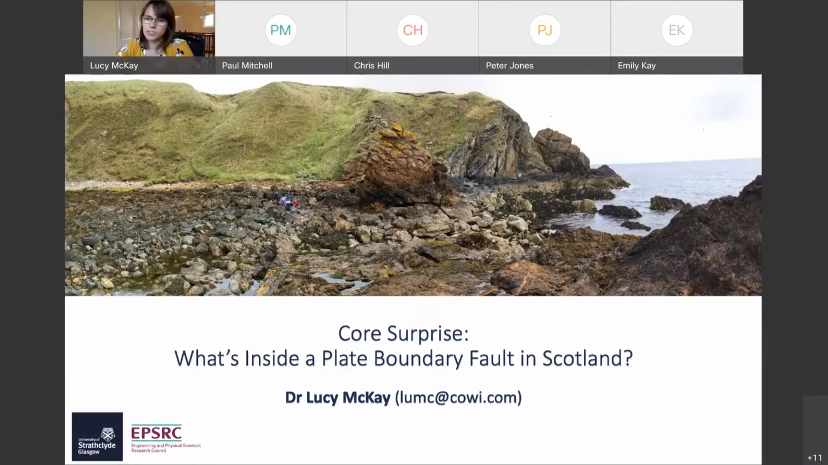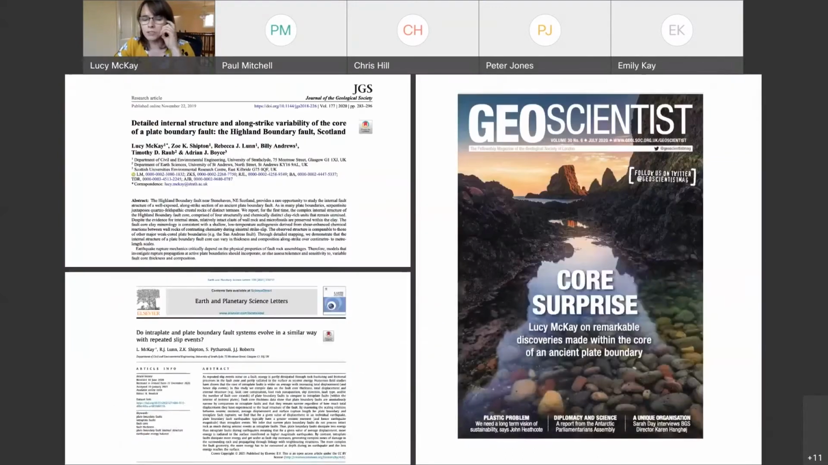So today I'm going to, as I said, I'm currently working for COWI as an assistant engineering geologist, but today I'm going to talk to you about the research I did from a PhD at the University of Strathclyde over the past 4 years. So the title of tonight's talk is Core Surprise, What's Inside a Plate Boundary Fault in Scotland. This research, for those who are interested, has been published. So it's been published in a Journal of the Geological Society paper just this year, as a paper in Earth and Planetary Science Letters, and last year it was the feature article in Geoscientist magazine.